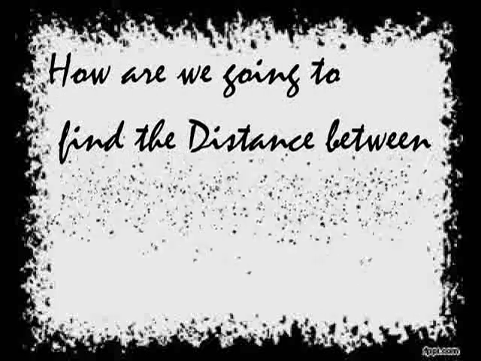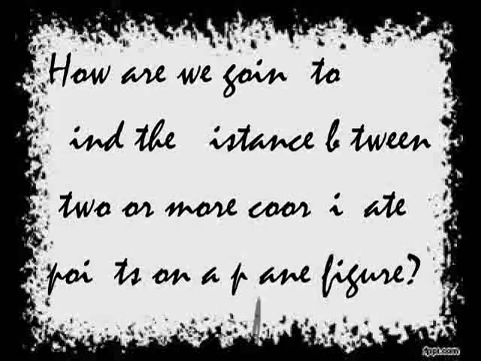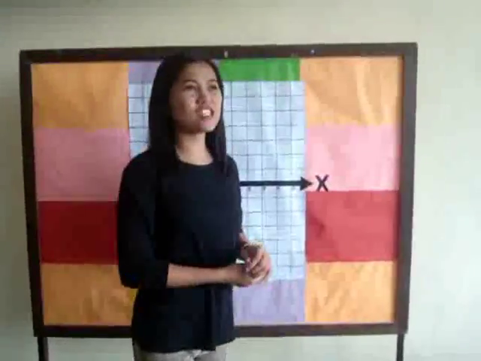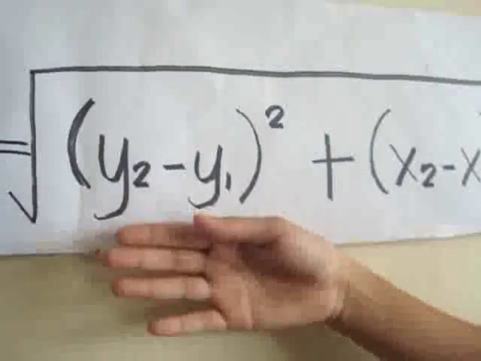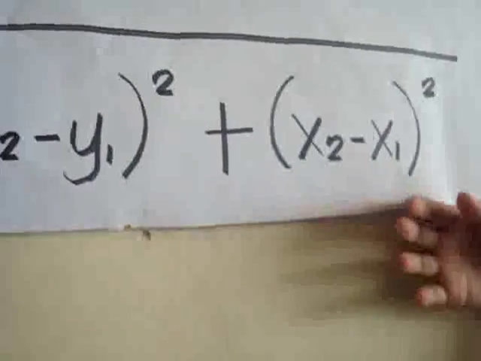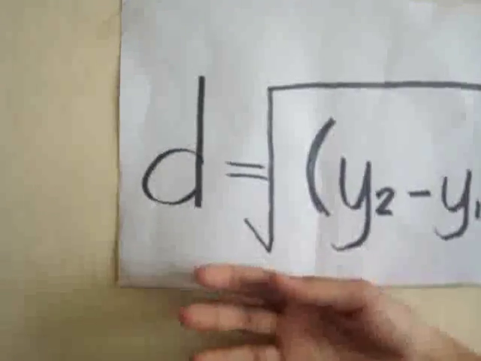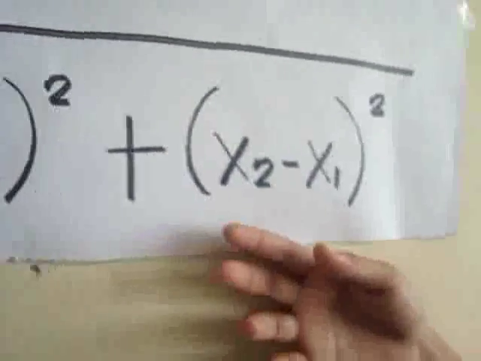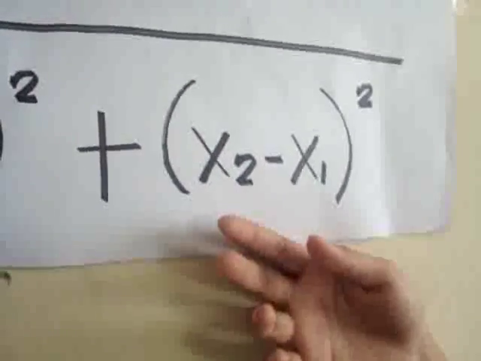How are we going to find the distance between two or more coordinate points on a plane figure? In getting the distance of the coordinate points, we use the distance formula, which is d equals the square root of (y sub 2 minus y sub 1) squared plus (x sub 2 minus x sub 1) squared, where d is the total distance, y sub 2 and y sub 1 are the y coordinate points, and x sub 2 and x sub 1 are the x coordinate points.